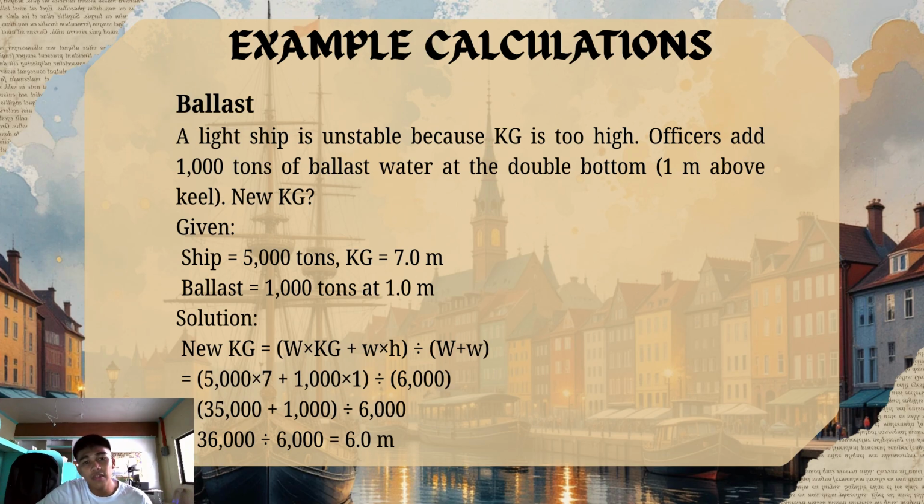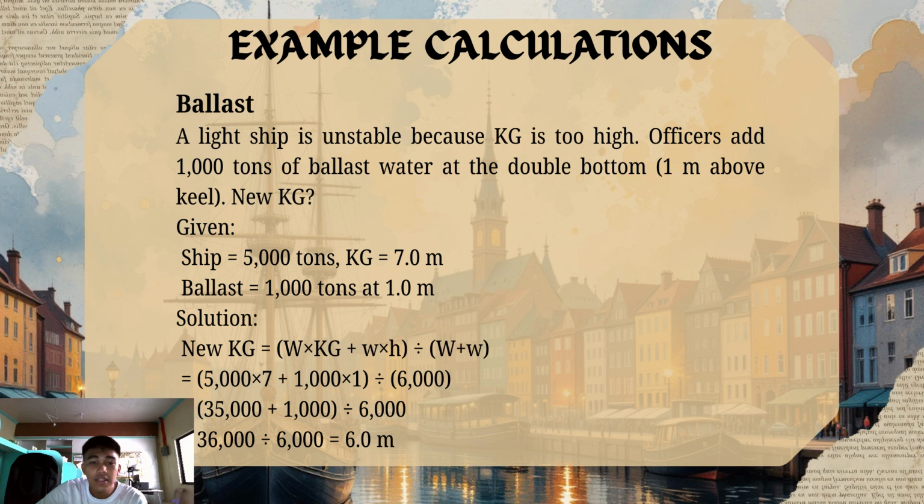So, we have the given: ship displacement is equal to 5,000 tons and the vertical center of gravity is 7.0 meters, and the ballast is 1,000 tons at 1.0 meters. So solution, we have the new KG is equal to the original ship displacement, which is the big W, times the vertical center of gravity, plus the added weight times the vertical position of the added weight, divided by the original ship's displacement plus the added weight.